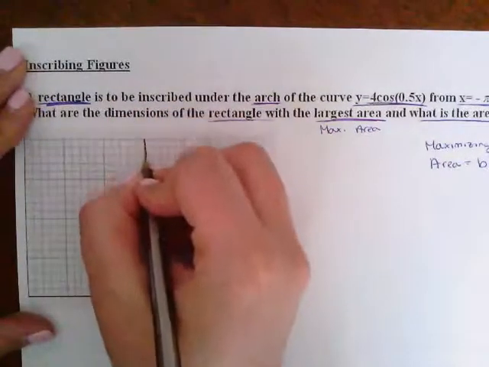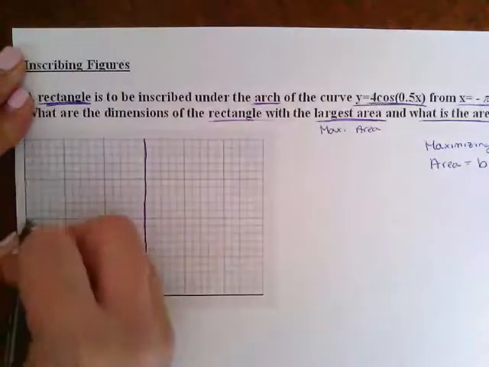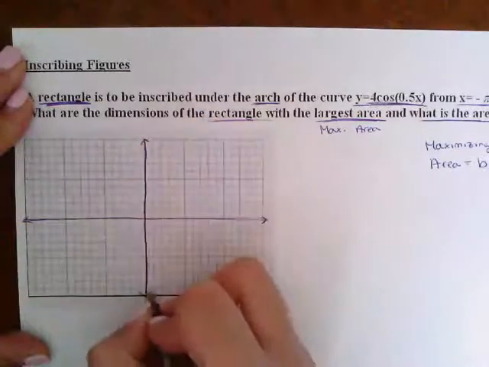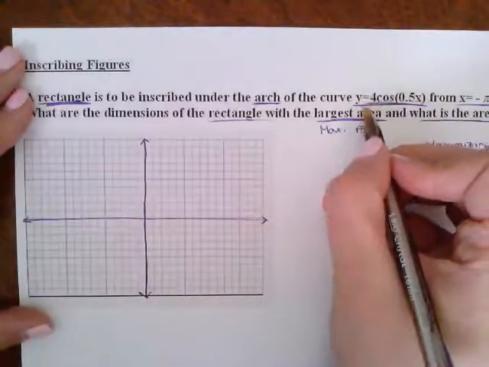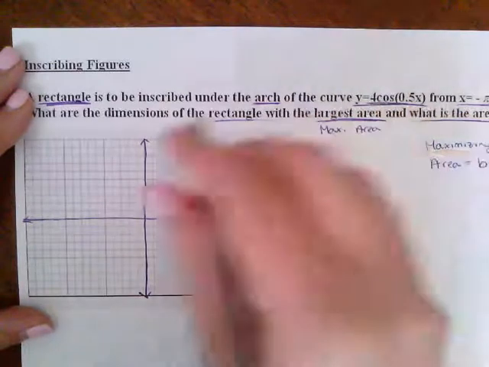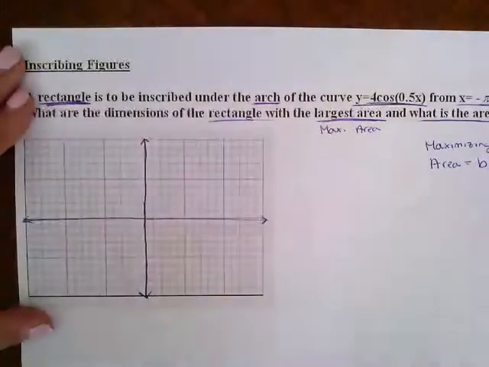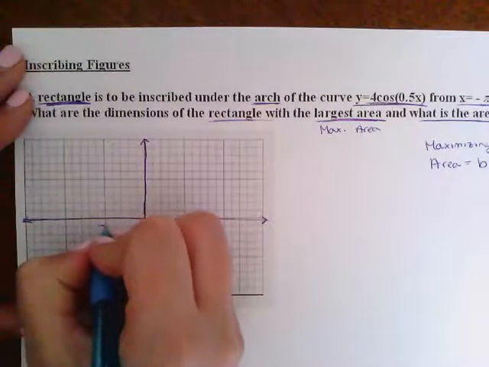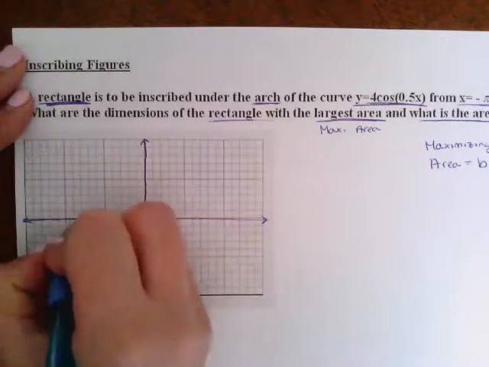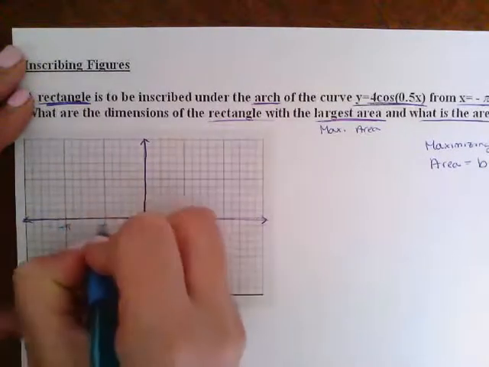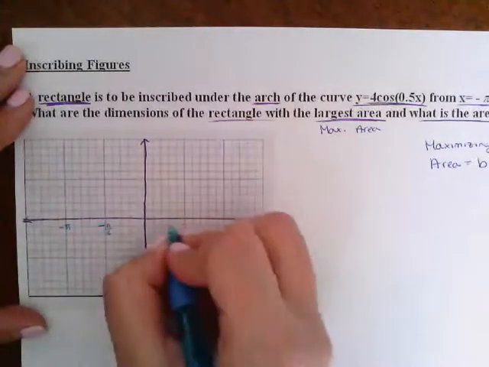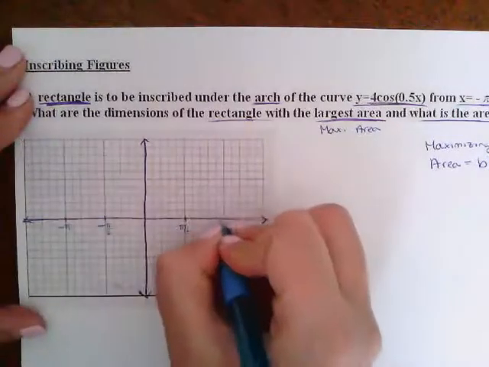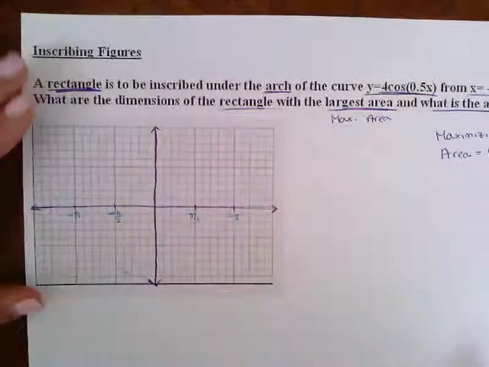So I'm going to start here. I'm going to draw my x and my y. And first I'm going to draw my arch, which is y equals 4 times cosine of 0.5x. From negative pi, so I'm going to put negative pi here. You know what, because I have all the space, let's put negative pi here. This is going to be negative pi over 2. So negative pi over 2 is here. And then we got negative pi here.